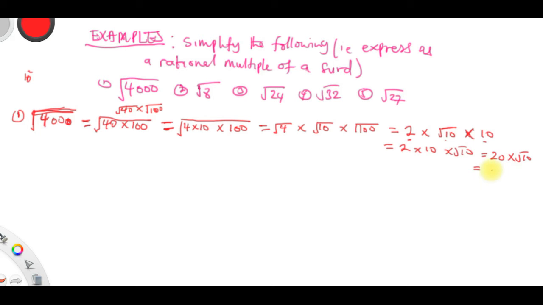Then 20 times square root of 10 is what? 20 root 10. Have you seen? I think you are beginning to appreciate the properties or the rules of surds, or the laws.